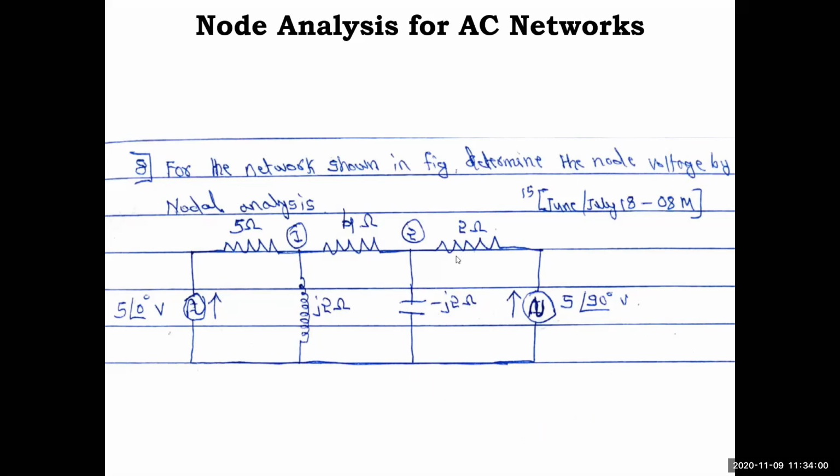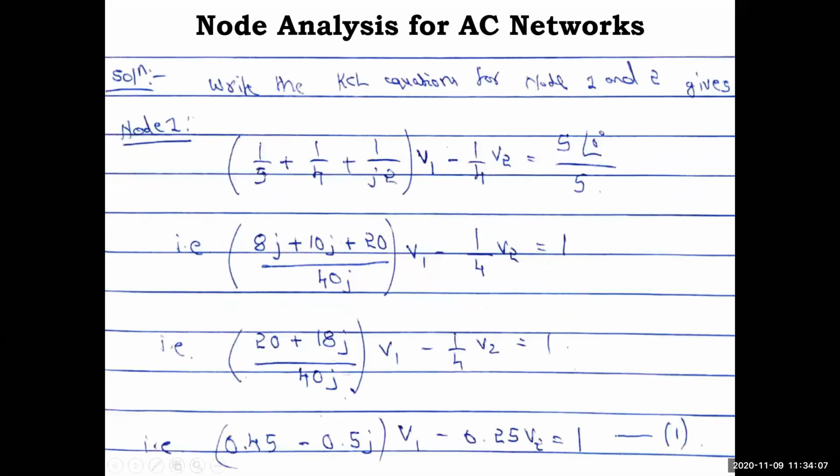Now you understood how to write the equations, so note down this network and observe along with the equations. Write the KCL equation for nodes 1 and 2. The first equation, as I mentioned, is (1/5 plus 1/4 plus 1/j2) v1, and with respect to node v2 you have 1/4, so it is minus because of mutual, minus 1/4 v2, equal to current, voltage by resistance, Ohm's law, right? Voltage was 5 at an angle 0 degree by 5. So what is this answer?